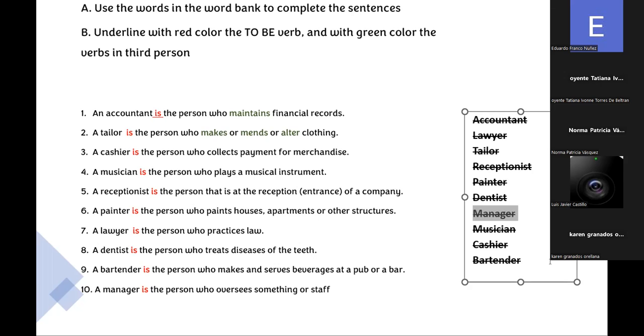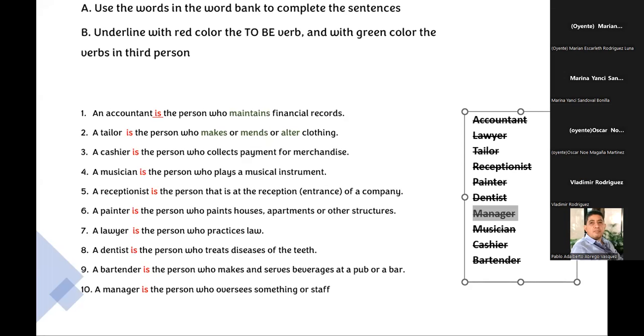Thank you. Vamos a ver, next one. Eduardo, I think it was. A dentist is a person who treats the sources of the teeth. Thank you, Eduardo, there you go. Number nine. I don't know if Tatiana is available now. Okay, Pablo, number nine, Vladimir, number 10. A bartender is the person who makes and serves beverage at a pub or a bar.